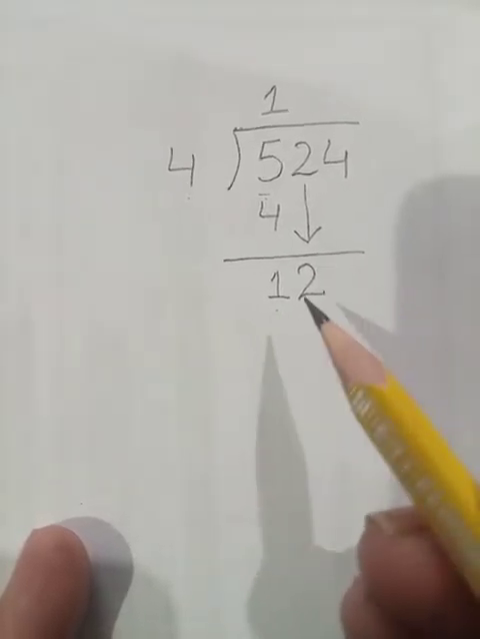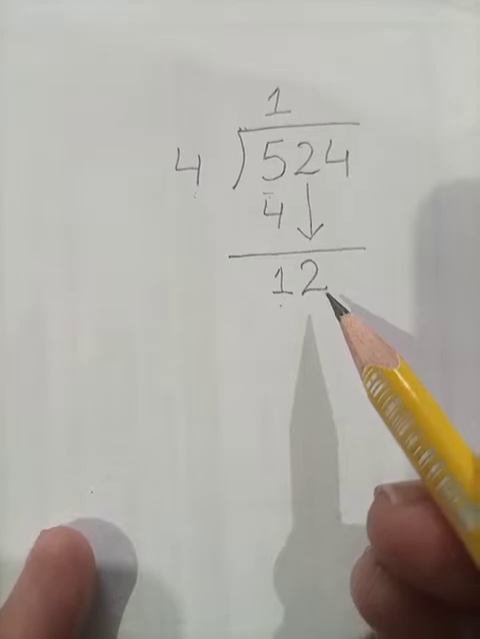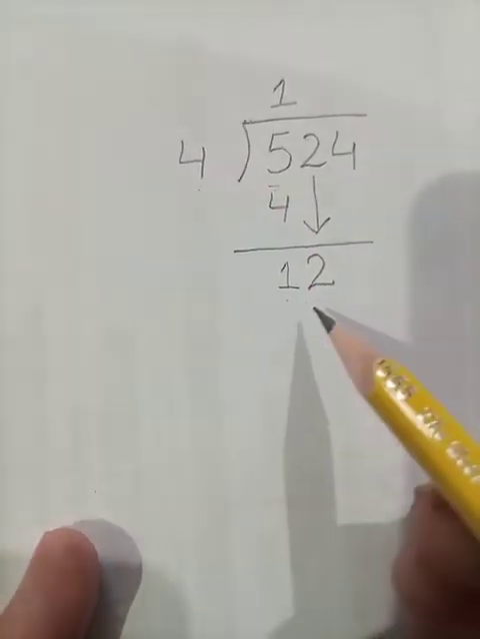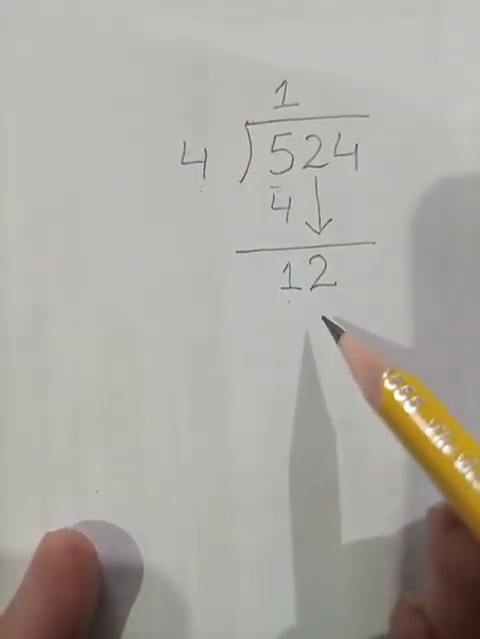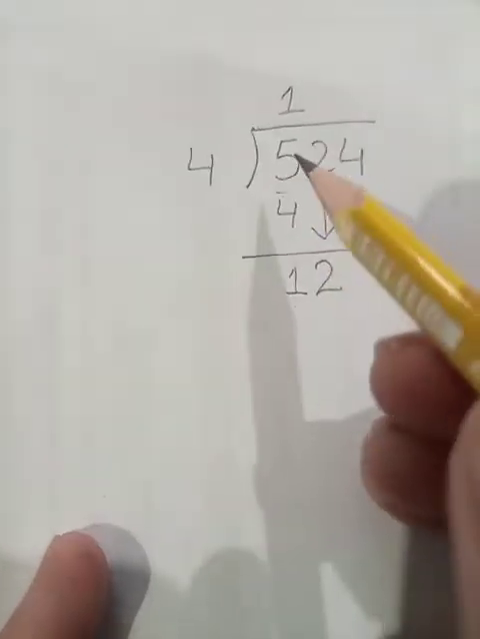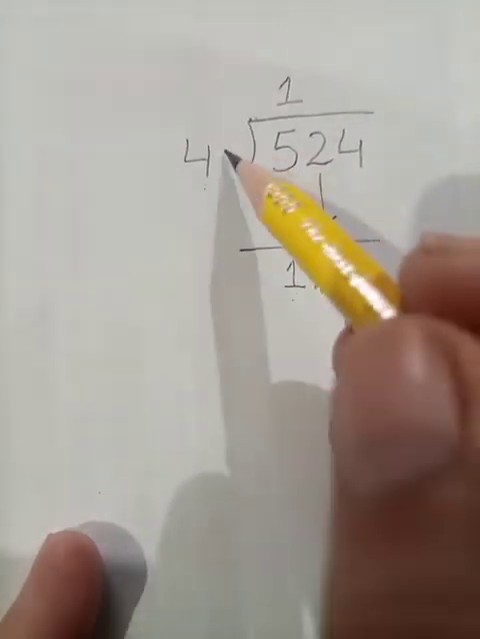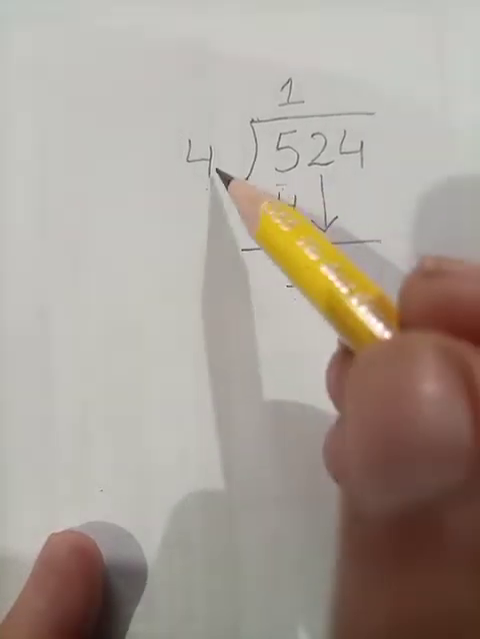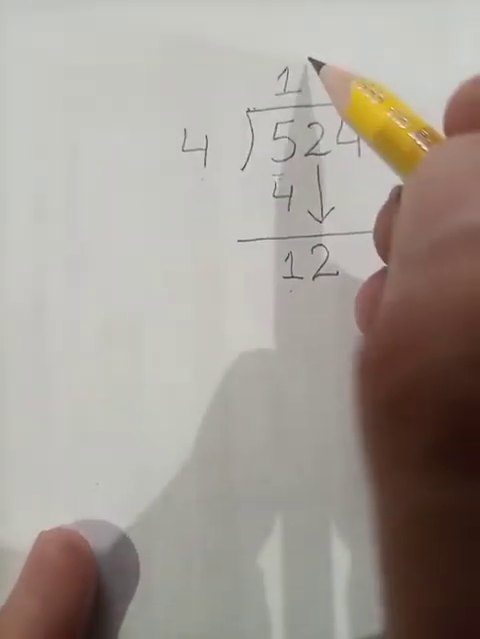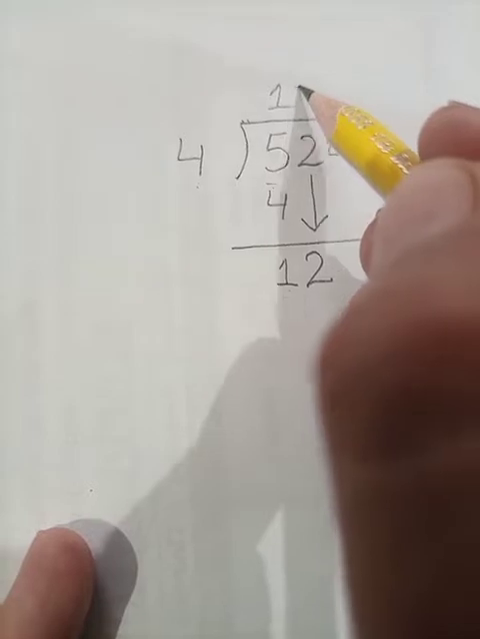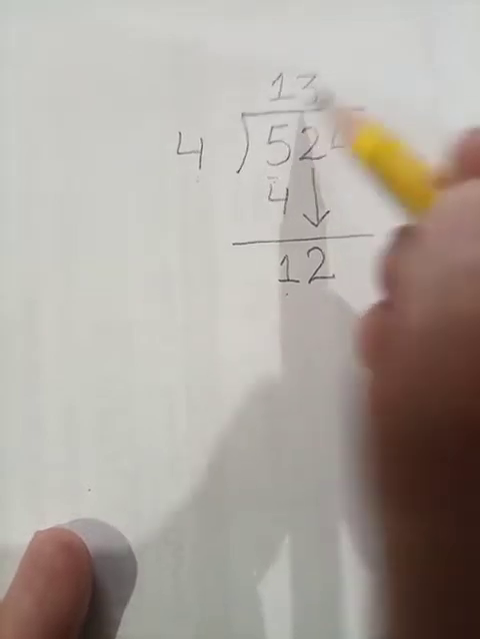Now students, I am going to divide the number 12 by my divisor. Let's read the table of 4 to get our number. So students, 4 ones are 4, 4 twos are 8, 4 threes are 12. Look, I have solved it. 4 threes are 12.